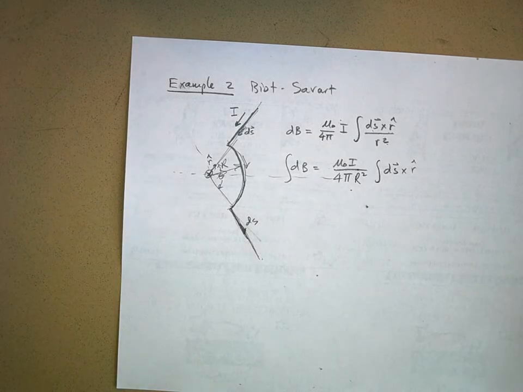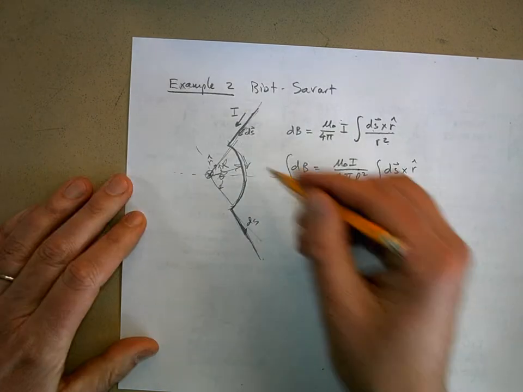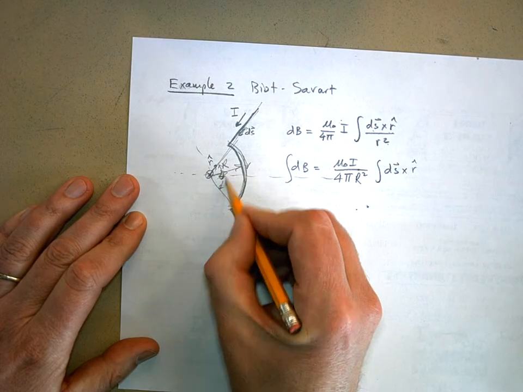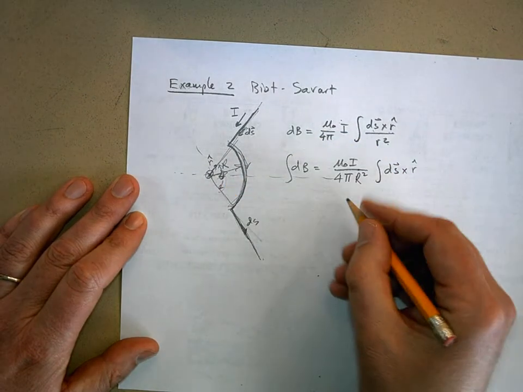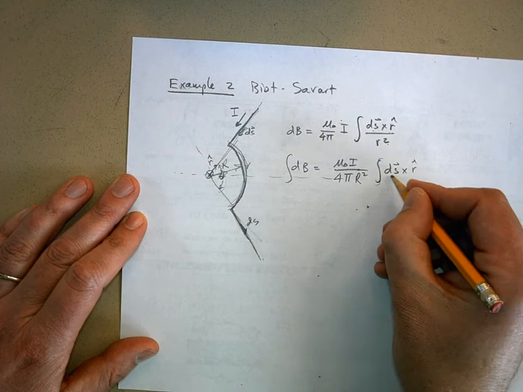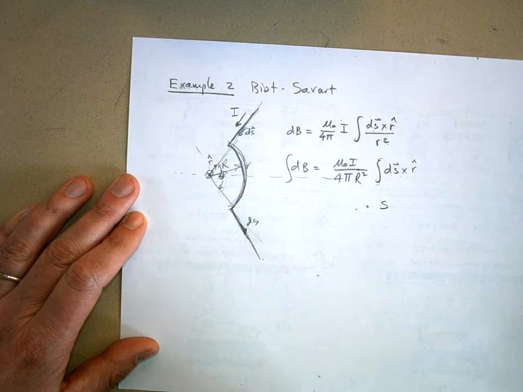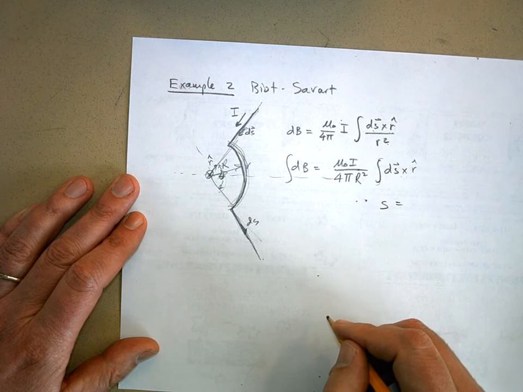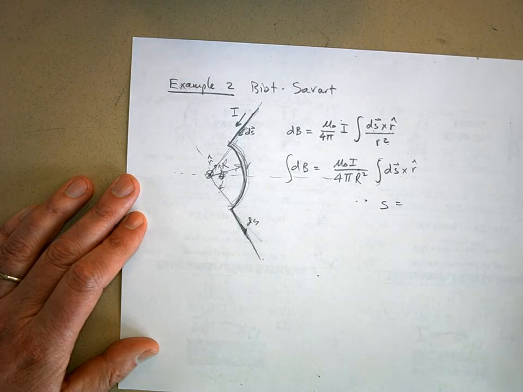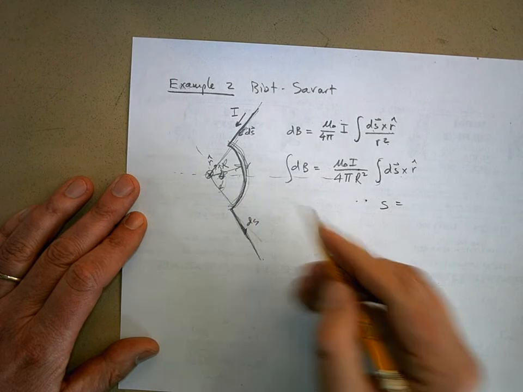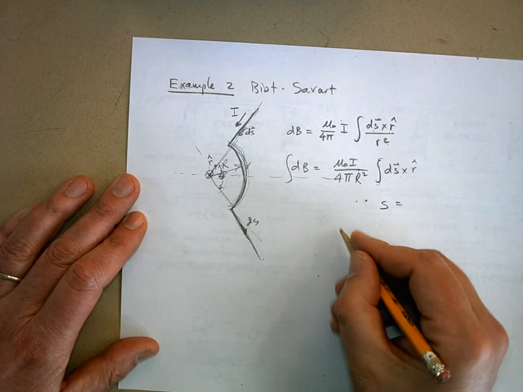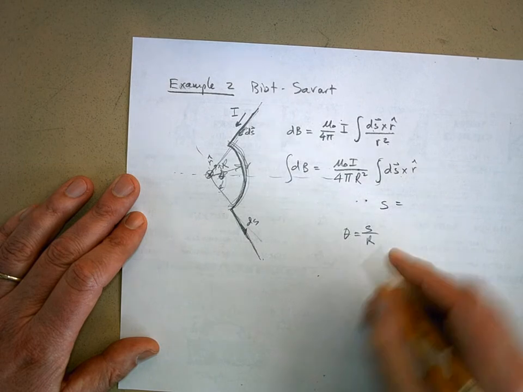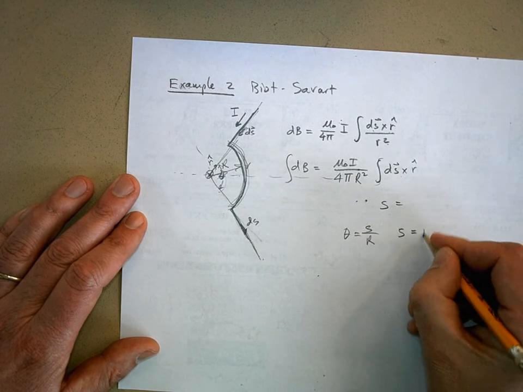Well, what's the length of this? What is the length of this if I'm given theta? So the integral of ds is just s. That is the arc length here. But s is equal to, well, think about what theta is. Theta in radians, and I'm trying to hurry here. Theta in radians is equal to s over r. So s equals r theta.